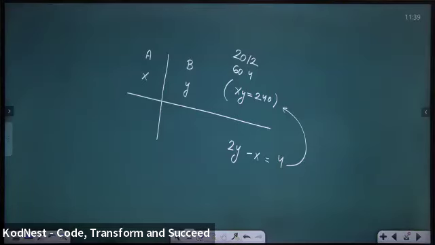So if things are mentioned here and there, that means twice of this is 4 more than this, then you will have to take variables and solve it. There is no other way.